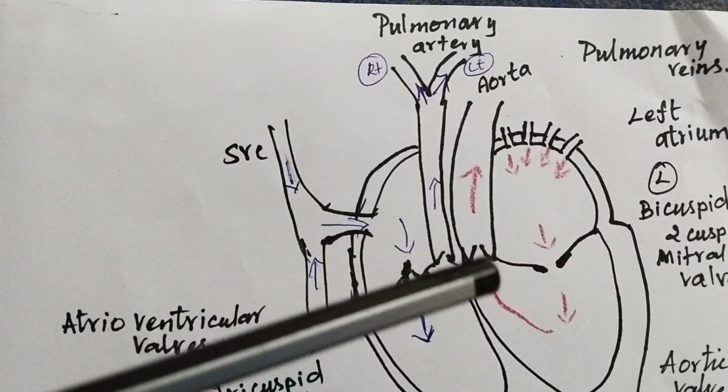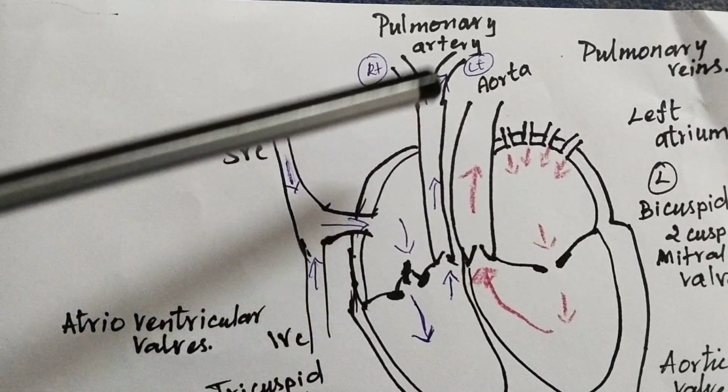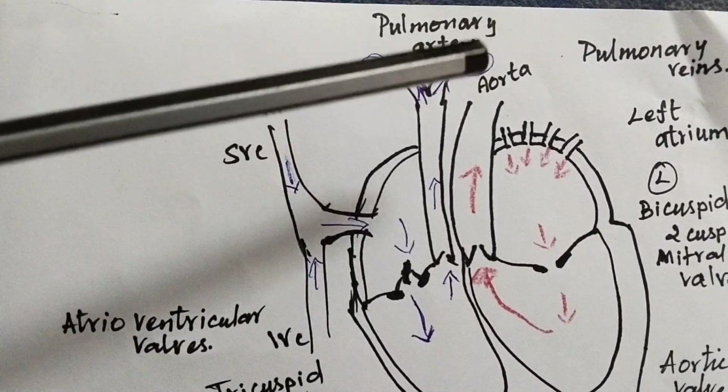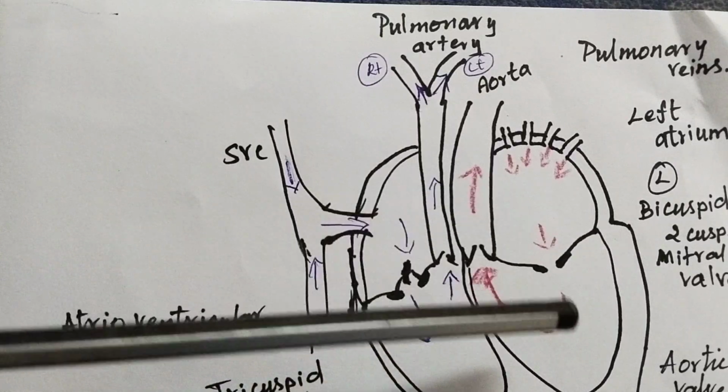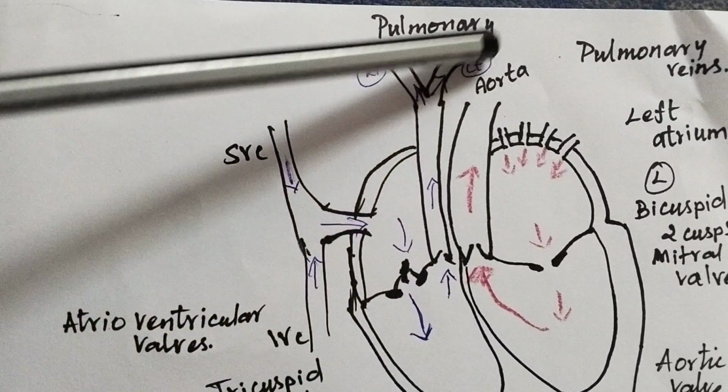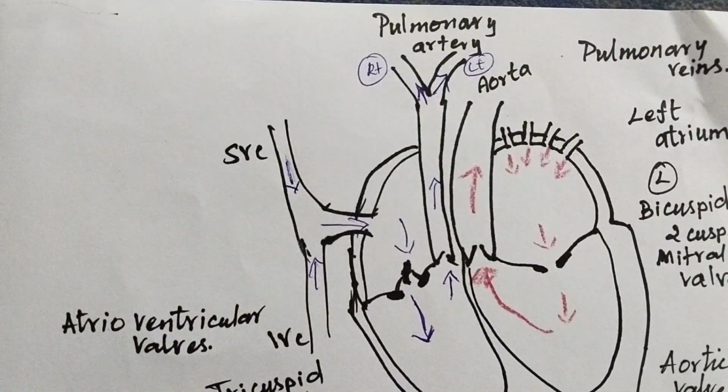See, the right side pushes the blood to the pulmonary artery to oxygenate blood in the lungs, and the oxygenated blood comes to the left side and it goes to the left ventricle and goes to the aorta, so throughout the body.